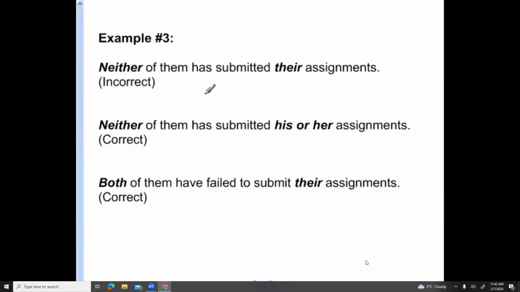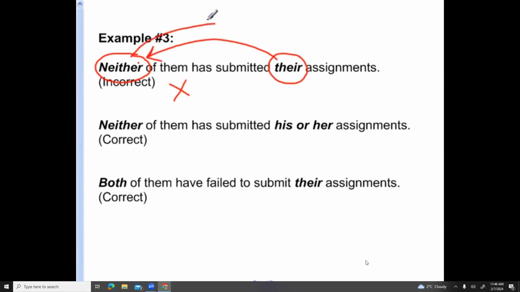Example number 3. Neither of them has submitted their assignments. Now this is incorrect. Even though it sounds correct, it's not correct. Their, the pronoun, is plural. The indefinite pronoun neither is actually considered singular. Therefore, they don't match. Okay? Their is plural, neither is singular, they don't match. So we have a pronoun antecedent disagreement here.